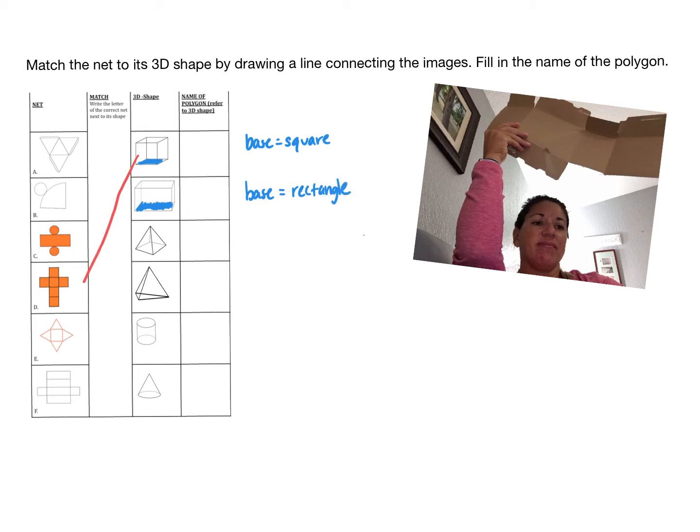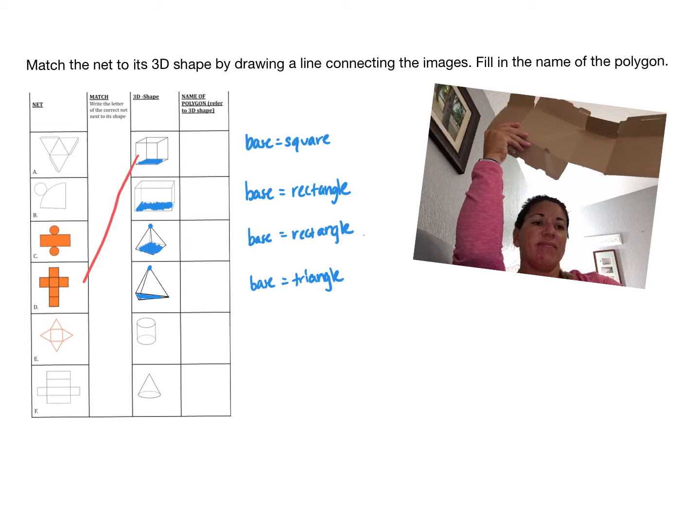Now this figure comes up to 1 point. That makes it a pyramid. Same with the one below. So those are pyramids, and you have to look at the base again. The base, the bottom shape, is either a square or a rectangle. In this pyramid, the base is a triangle.